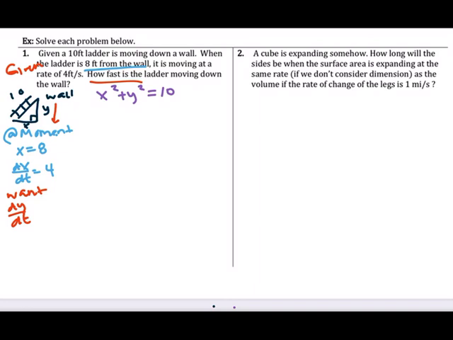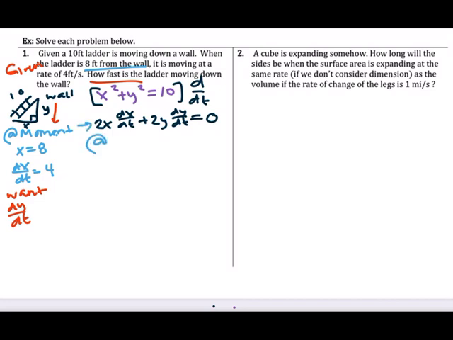Now, x and y are not constant. They are changing. The length of the wall, or the portion of the wall we're looking at, or the distance from the ladder to the wall is changing as it moves. So I can't put anything in here. So the next thing I'm going to do is take the derivative with respect to time. So that's going to give me 2x times dx dt plus 2y times dy dt, and the derivative of any constant is 0. And now I'm going to plug in what I know to be true at this moment.